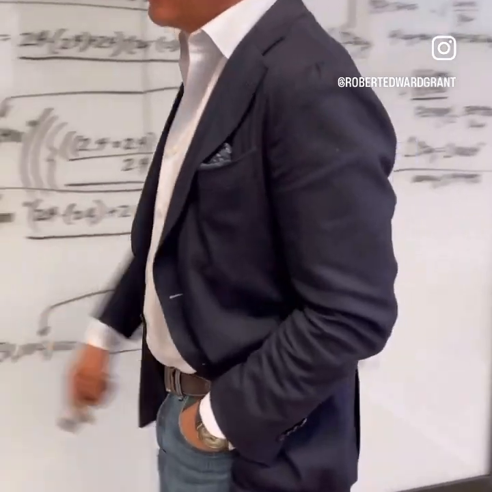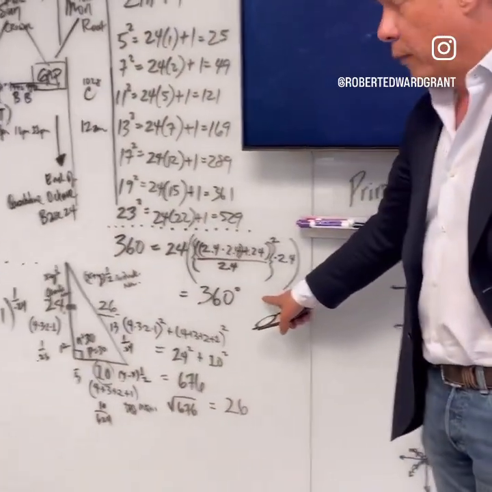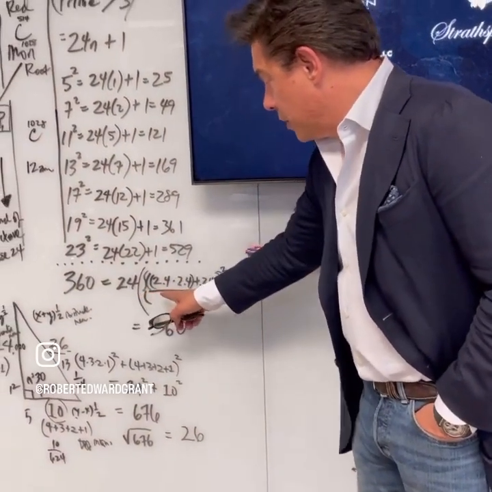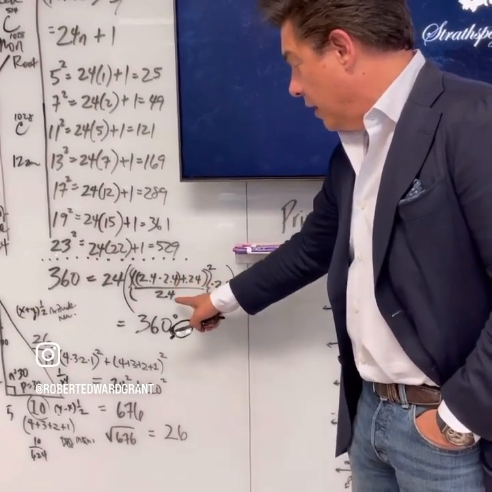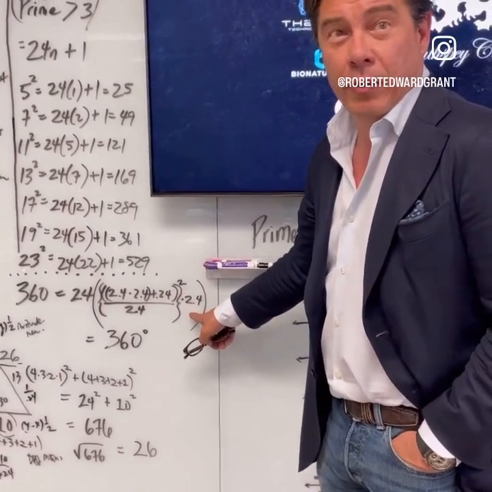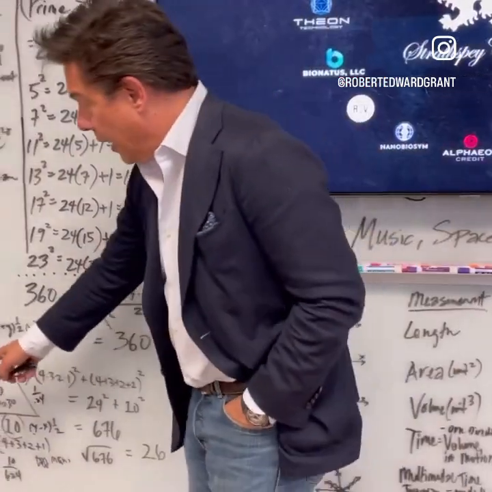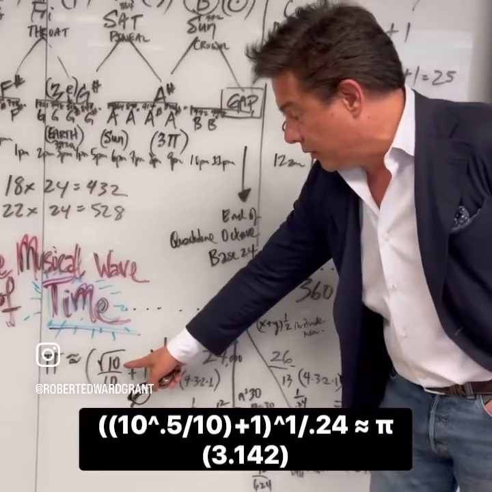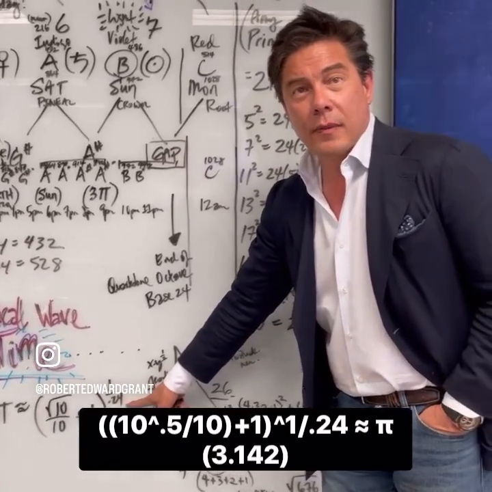Because the number 360 can also be derived as related to 24. In fact, the number 360 is 24 times 2.4 times 2.4 plus 0.24 divided by 2.4 squared times 2.4. It's a lot of 2.4s, right? What's the significance of that? Well, even pi has a close approximation, much closer than 22 over 7: the square root of 10 divided by 10, plus 1, to the power of 1 over 0.24. That's giving us pi.